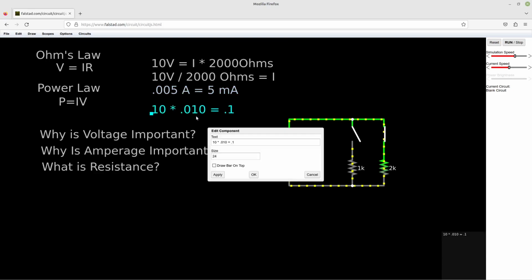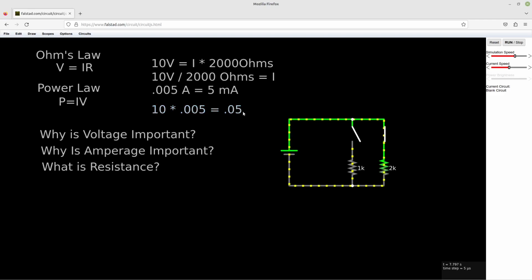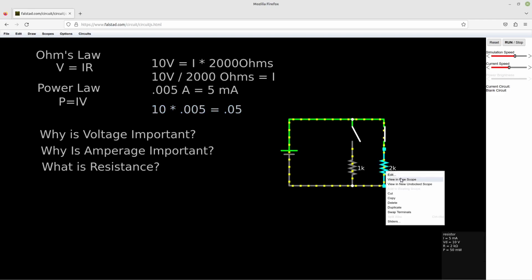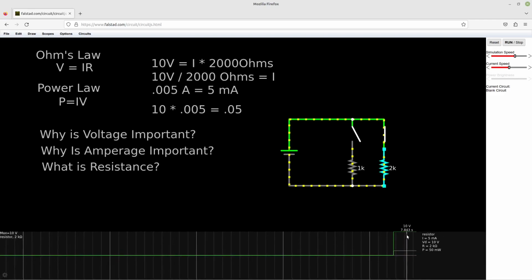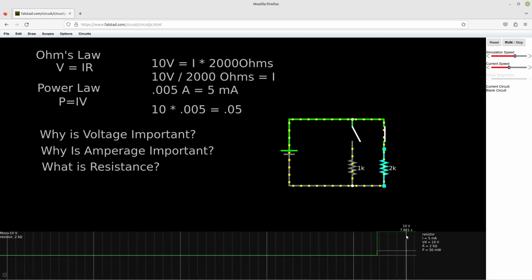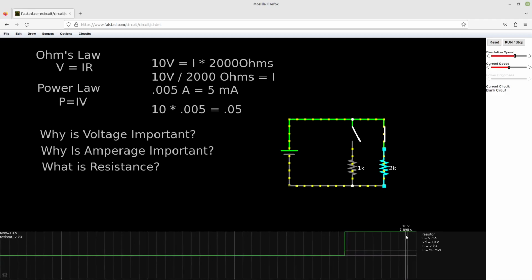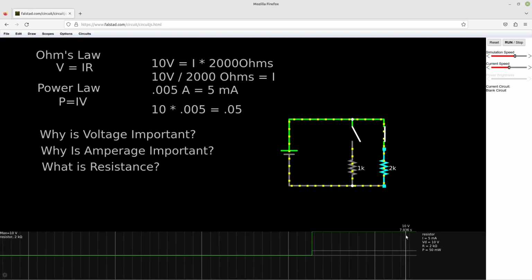And our power consumption should also go down to 0.05, which is going to be 50 milliwatts. So let's see if we were correct in our math. We can see here that indeed we have a 10 volt drop. We are indeed allowing 5 milliamps through that resistor, and it is consuming 50 milliwatts of heat.